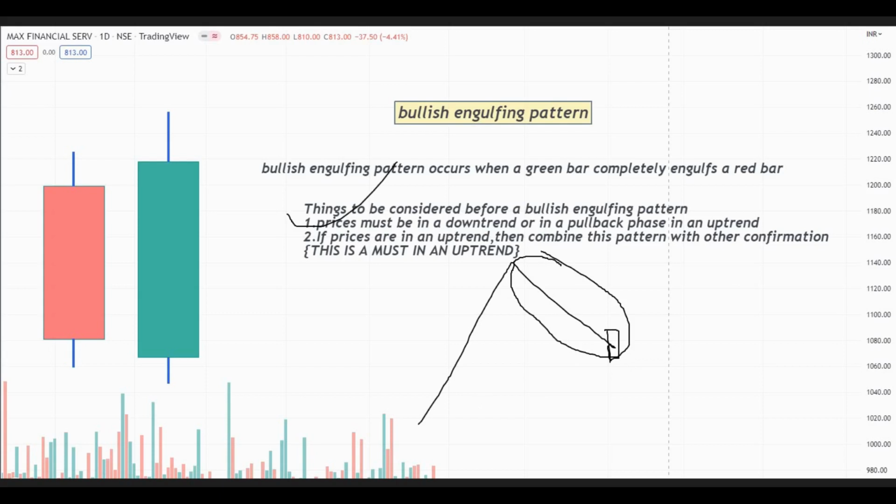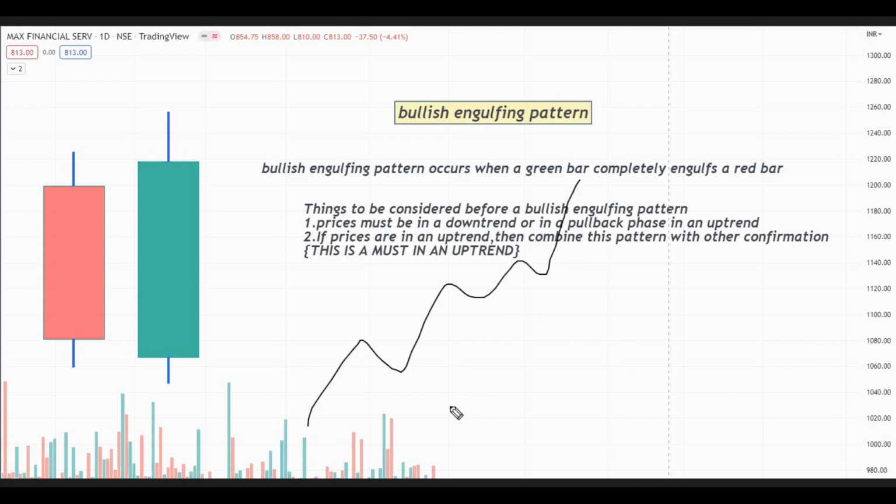See, if the prices are going up, then prices will go like this. So in these scenarios, during the pullback phase, if we find a bullish engulfing pattern along with other factors supporting the market, then we will look for buying opportunities around these levels using the bullish engulfing pattern. And of course we will combine market structure, trend analysis and volume. Okay, so let's look at some examples.